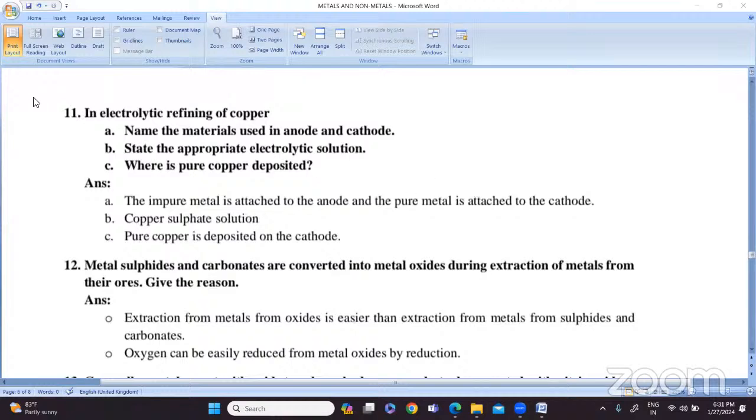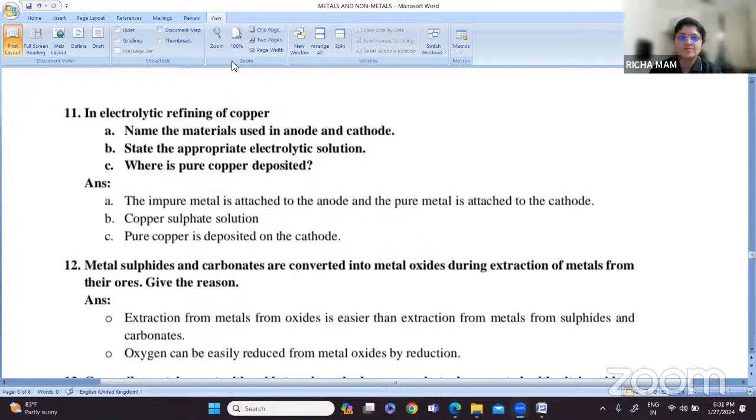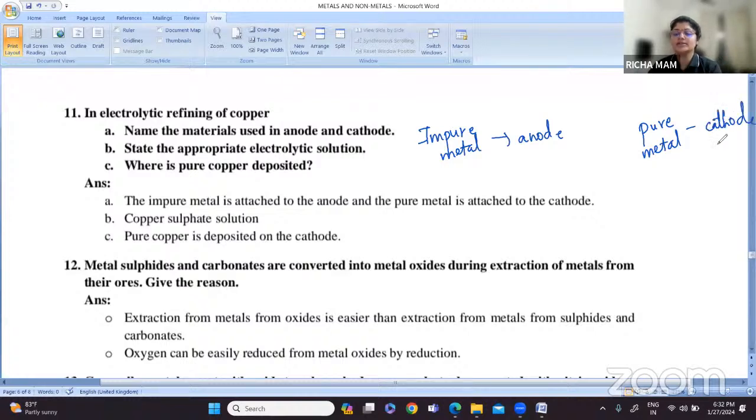Yes. So electrolytic refining of copper. Okay. So we have seen the electrolytic refining of copper. What are the materials which are used in anode and cathode? The impure metal, whatever impure metal is to be purified, will be attached at anode. And the pure metal is attached to cathode. From the impure metal, the metal will get purified and go and attach to the cathode.